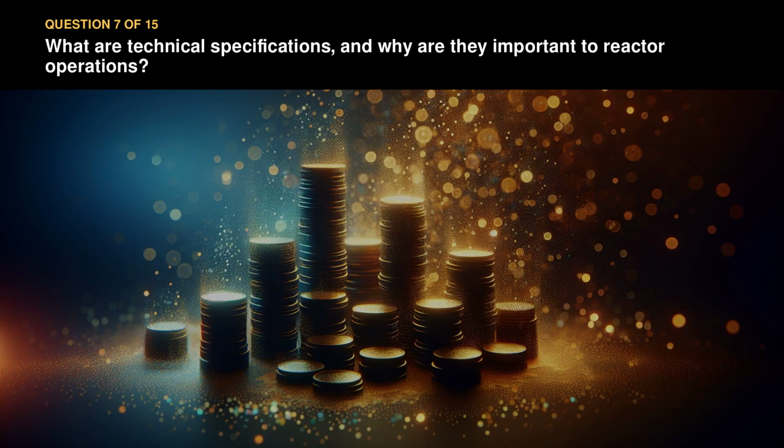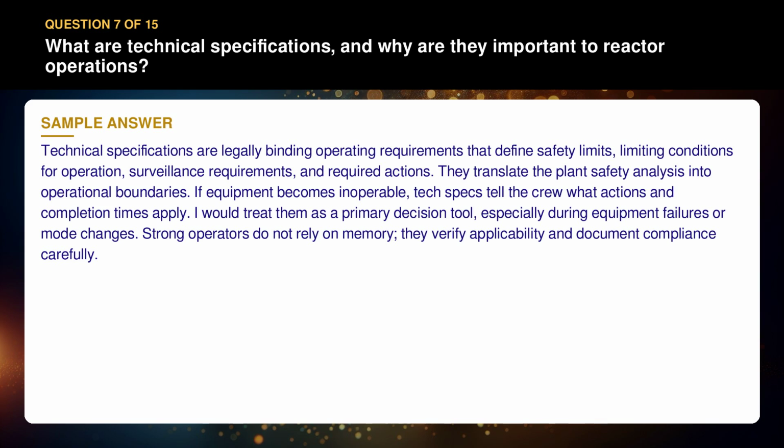Question 7. What are technical specifications, and why are they important to reactor operations? Technical specifications are legally binding operating requirements that define safety limits, limiting conditions for operation, surveillance requirements, and required actions. They translate the plant safety analysis into operational boundaries. If equipment becomes inoperable, tech specs tell the crew what actions and completion times apply. I would treat them as a primary decision tool, especially during equipment failures or mode changes.